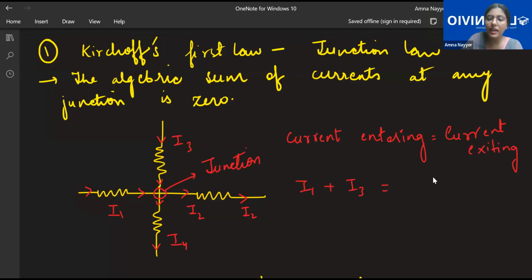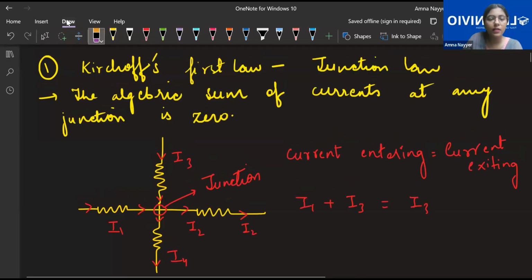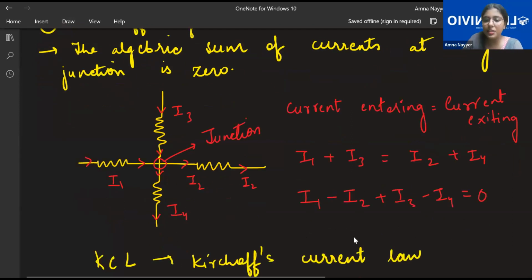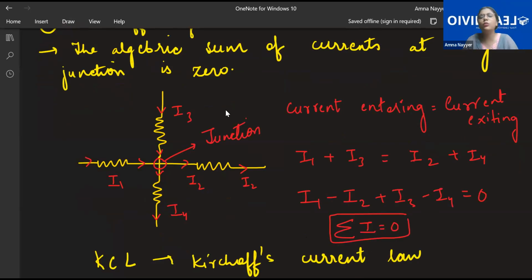So I1 and I3 are entering, and I2 and I4 are exiting. So the entire equation will be I1 minus I2 plus I3 minus I4 is 0. That is Kirchhoff's current law, which is known as KCL also. It means the summation of all the currents will eventually be 0. But every time this is not valid, you can get a remaining value. But when you equate the RHS and LHS, they'll eventually get cancelled. So that's why we say the summation of the current is 0.